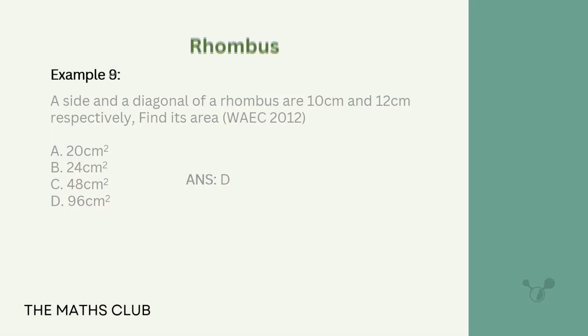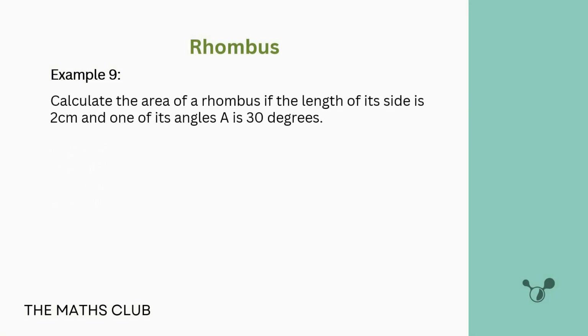Great. Example 9 says that we should calculate the area of a rhombus if the length of its sides is 2 centimeter and one of its angles A is 30 degrees. So I want you to pause the video and try this out yourself. Welcome back. Let's get it together.